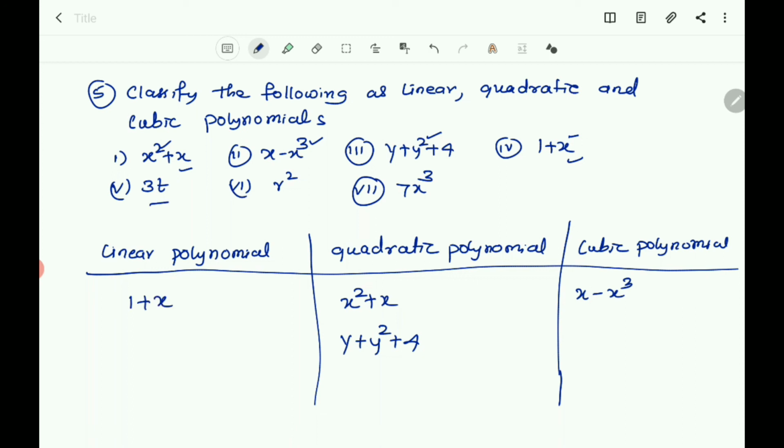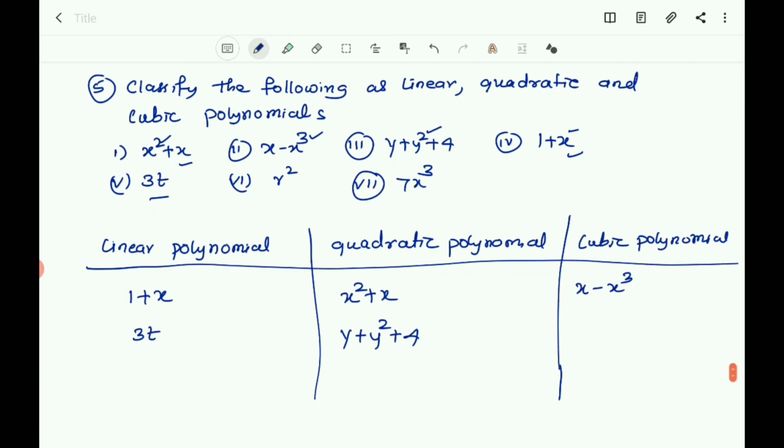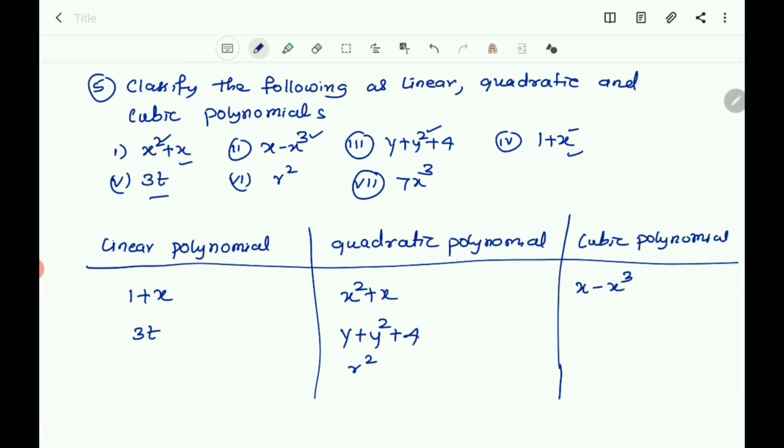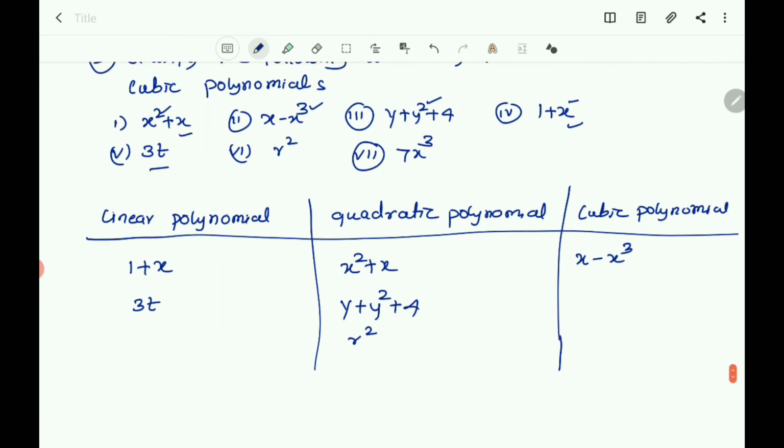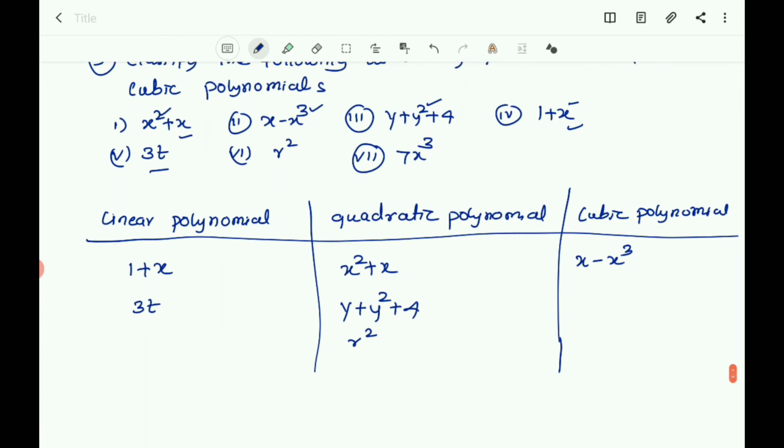And 3t, here the variable is t and the highest power is 1. So it is also a linear polynomial. Then next one is r square. Here the variable is r and the highest power is 2. So it comes under quadratic polynomial. So you write it in the column of quadratic polynomial. Next one, the seventh one, is 7x cube. Here the variable is x and the highest power is 3, that is cube. So it comes under cubic polynomial. You take 7x cube in the column of cubic polynomial.